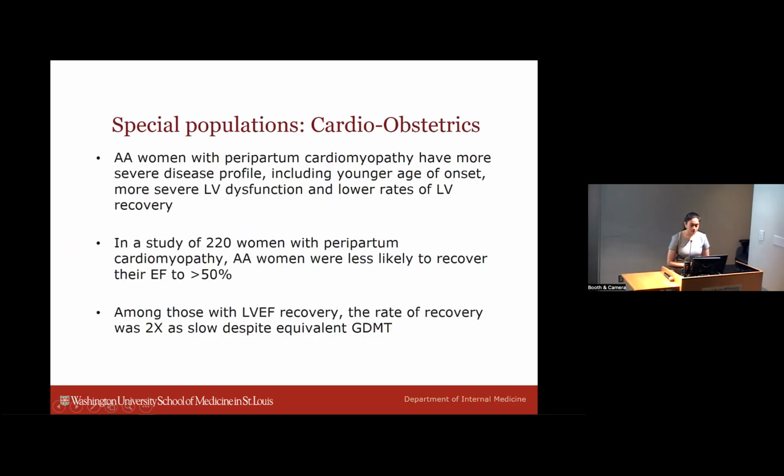We'll now explore special populations, specifically cardio-obstetrics and cardio-oncology patients. Studies of women with peripartum cardiomyopathy demonstrate that African American women have a more severe disease profile, including younger age at onset, more severe LV dysfunction at onset, and lower rates of LV recovery. In a study of 220 women with peripartum cardiomyopathy from a single center, African American women were less likely than non-African American women to recover their EF to greater than 50%. Among those with EF recovery, the rate of recovery was twice as slow despite equivalent ACE inhibitor and beta blocker use.